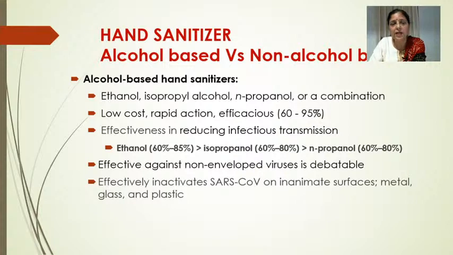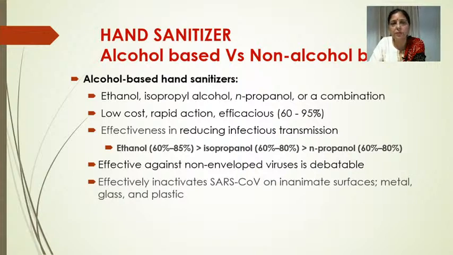The second thing is the hand sanitizer. Do we use an alcohol-based or a non-alcohol-based hand sanitizer? Alcohol-based hand sanitizer is ethanol, isopropyl alcohol, propanol, or a combination. It's low cost, it has a rapid action and is efficacious. The percentage should be more than 60%. So 60 to 95% alcohol is used, and it is effective and reduces infection transmission. Ethanol is more effective than isopropanol, and isopropanol is more effective than propanol.